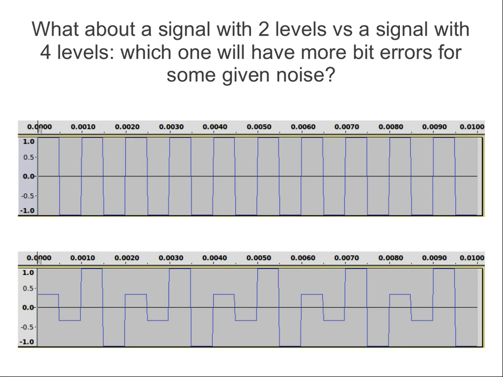The same as the first one. We see that the levels are the same duration, so it's the same signaling rate as the first one. How many bits per second? What's the data rate?